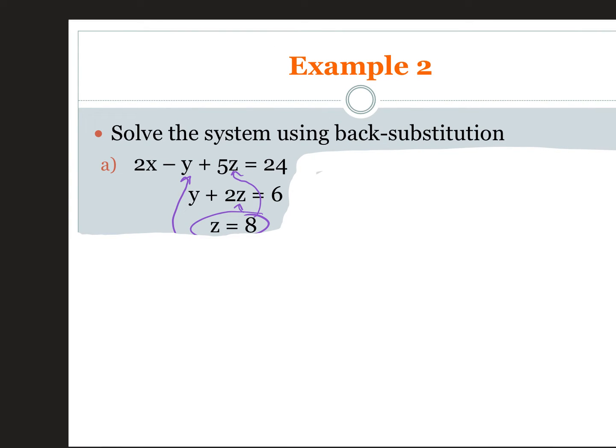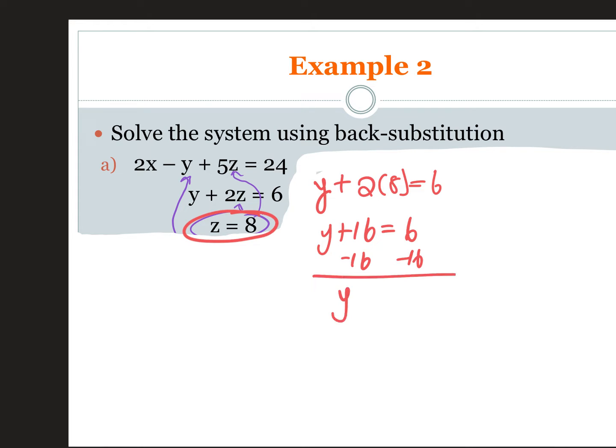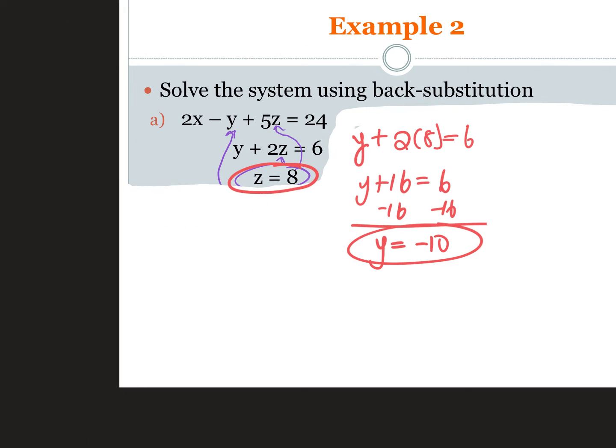All right, so back substitution. Let's go through this quickly so we can get to the next part. I know that z is 8, so I'm going to take 8 and plug it into my second equation. So y plus 2 times 8 equals 6. Y plus 16 equals 6. Minus 16 from both sides. What does y equal? Negative 10. Good. So now I take those 2 and I plug it into the top one to find out what x equals. So 2x minus negative 10 plus 5 times 8 equals 24.